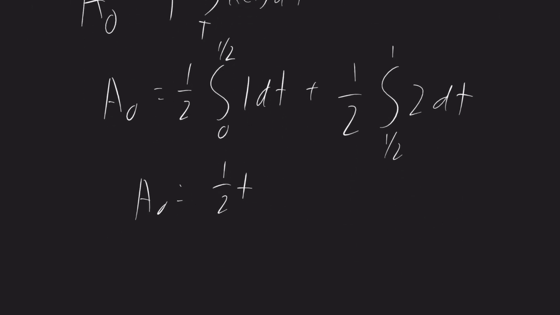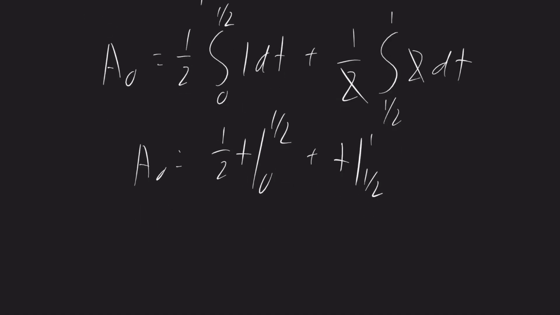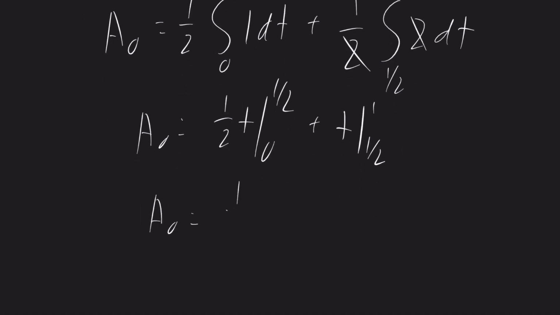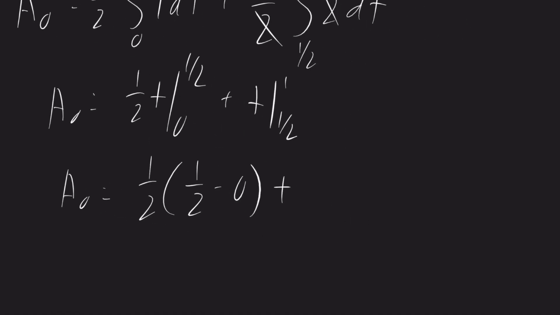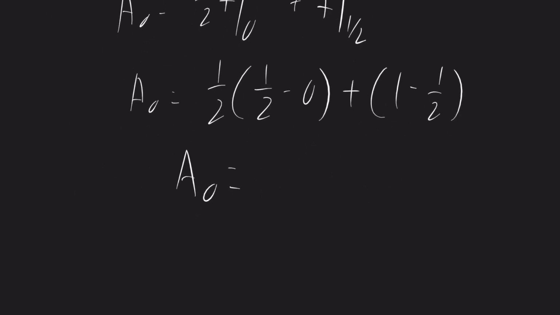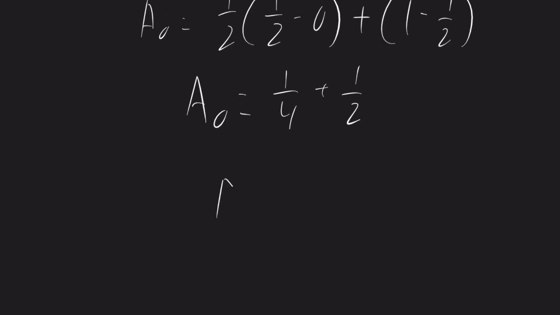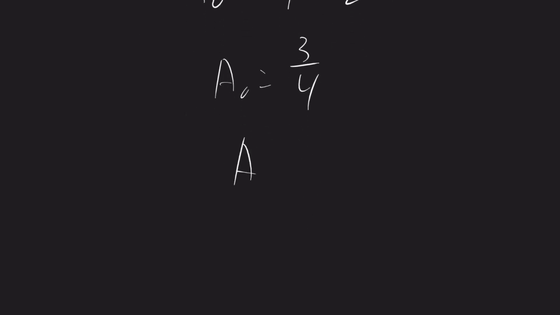so it's 1 half t from 0 to 1 half plus this 2 will cancel that 2, we'll have t from 1 half to 1. It'll be 1 half times 1 half minus 0 plus 1 minus 1 half. So a naught will be equal to 1/4 plus 1 half, which is 3/4. So a naught is equal to 0.75.